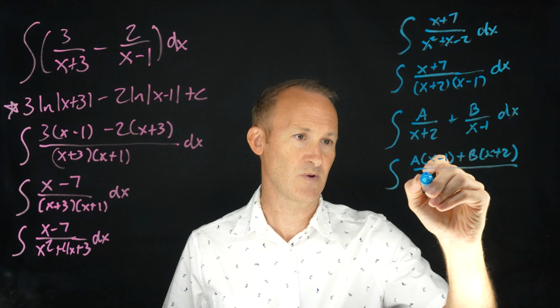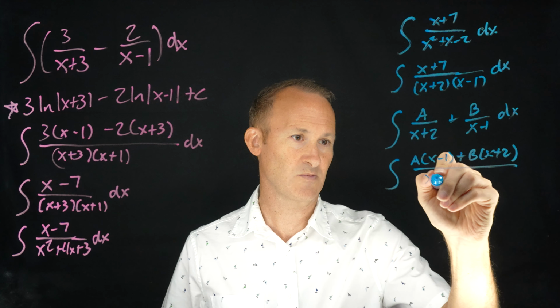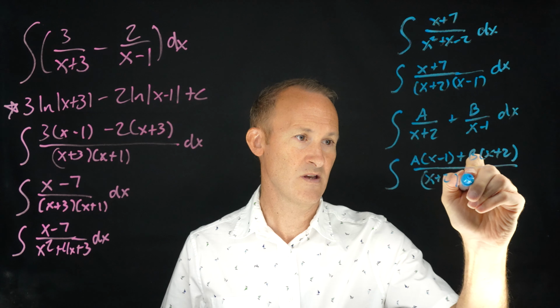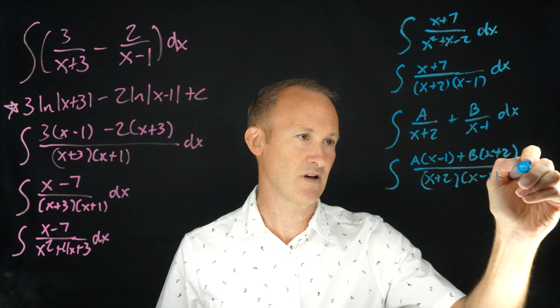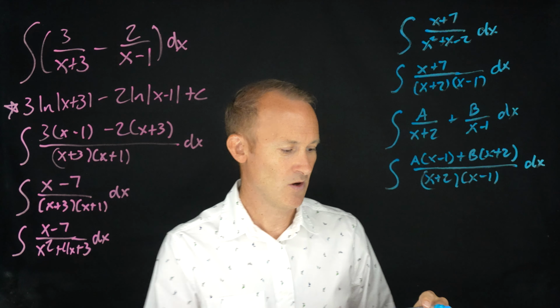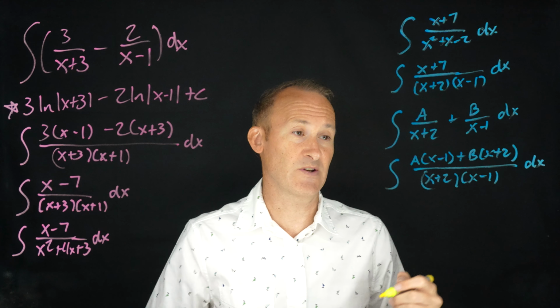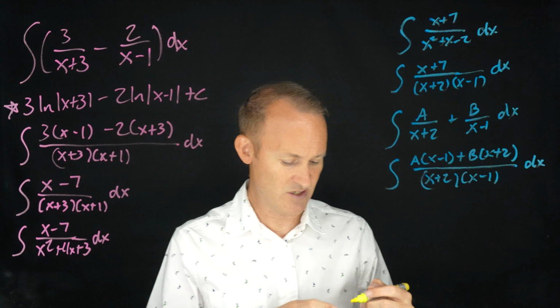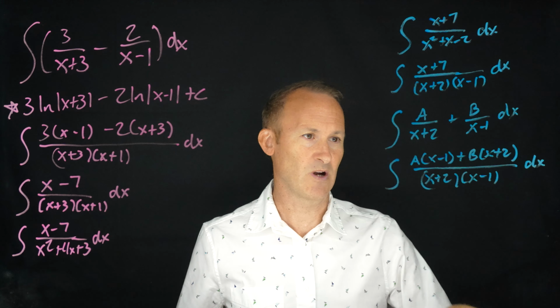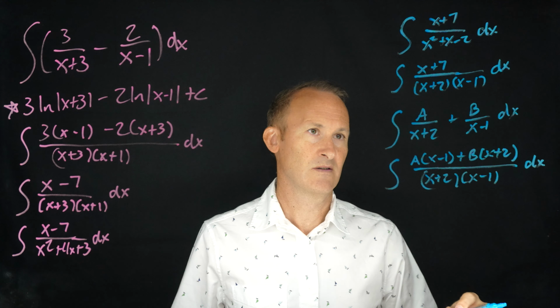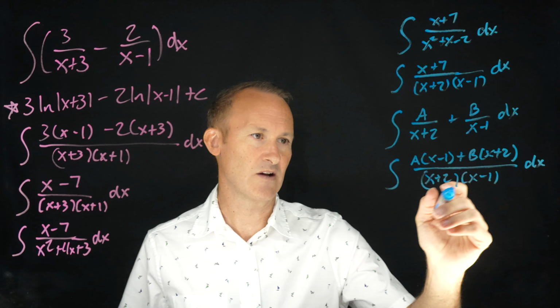And this is going to be all over x plus 2, x minus 1. See, we're not changing the denominator, okay? What we're changing here is A and B, we're figuring out what they are. Now, if we keep going, I'll write this out, so here's what we have.